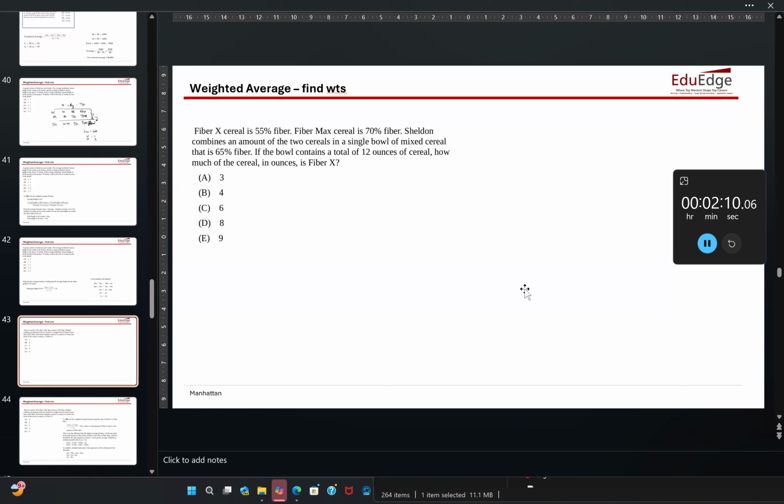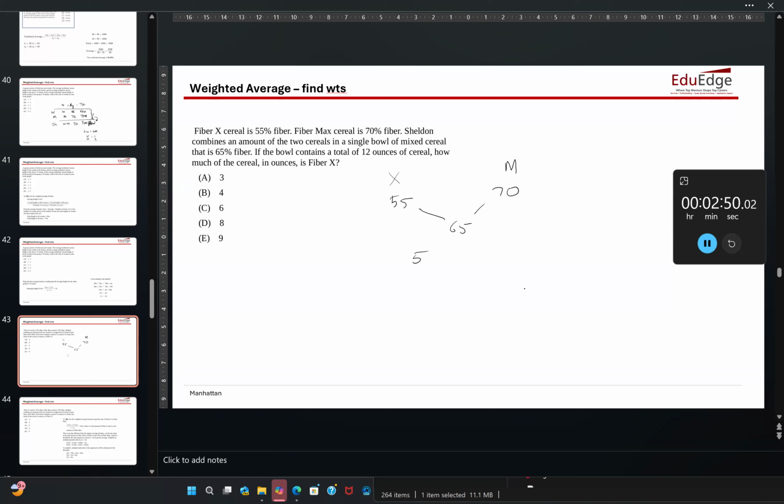Okay. You did it in which method? I did the formula only. Actually, 55x plus 65y. Sorry, 70y is equal to 65 into 12, and x plus y is 12. So then I solved it. Okay. You are talking about the alligation method. Fiber X is 55, fiber Y is 70, combined in a 65.